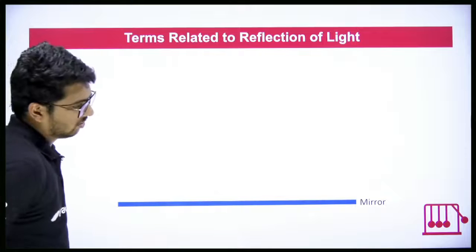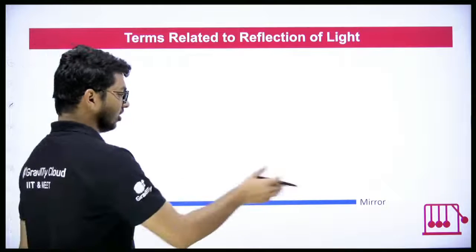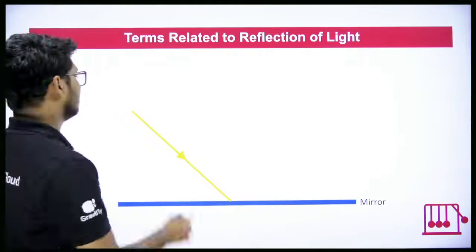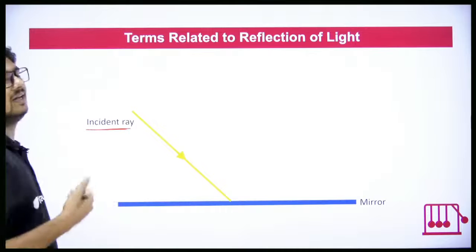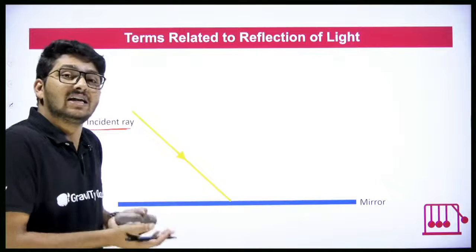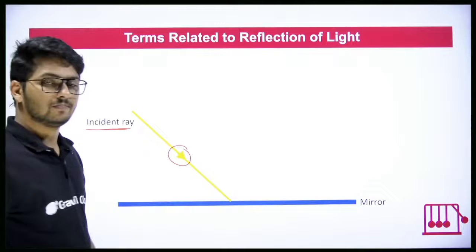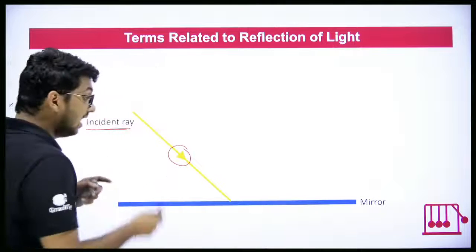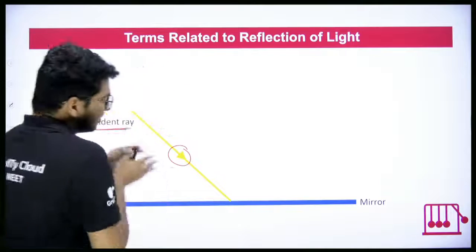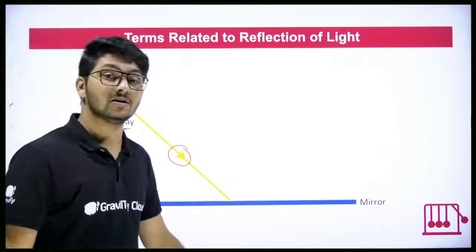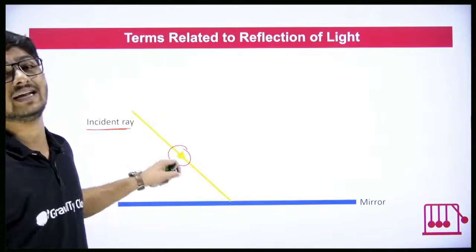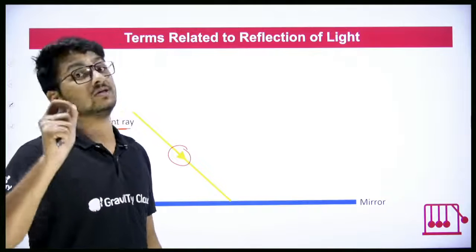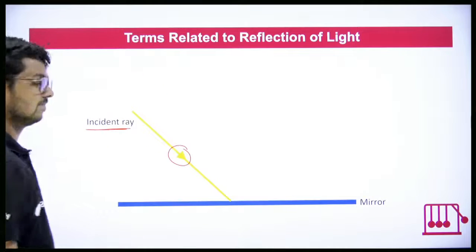This is a mirror, or you can say any opaque surface. When light is incident on a mirror, which ray do we call it as? We call it as incident ray. And how do you identify an incident ray? Using the arrow. Look at the arrow. In which direction is it? It is towards the mirror, towards the opaque surface. It is going to fall on it. So the arrow will tell us whether it is an incident ray or something else. That is the reason why showing arrows is very, very important.